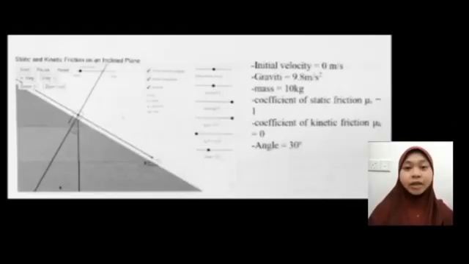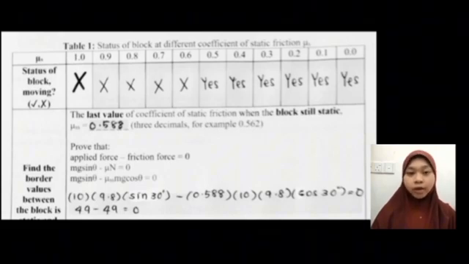Hello, I'm Nabila Shahira. Now we will see the critical value of coefficient of static friction, whether the block is moved or not. First thing first, we must open this website. Second, we put the components in the blanks on this website, like initial velocity is 0 and gravity 9.8. For the mass, we put 10, coefficient of kinetic friction 0, angle is static. Then we try one by one from 1.0 until 0.0 and click start.